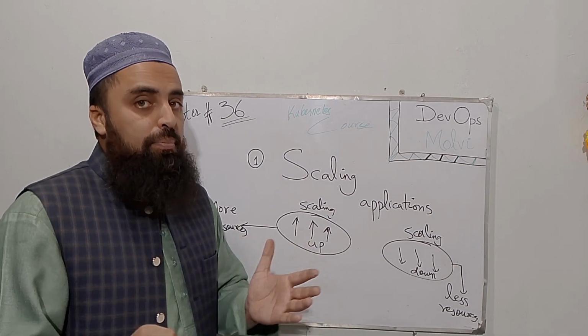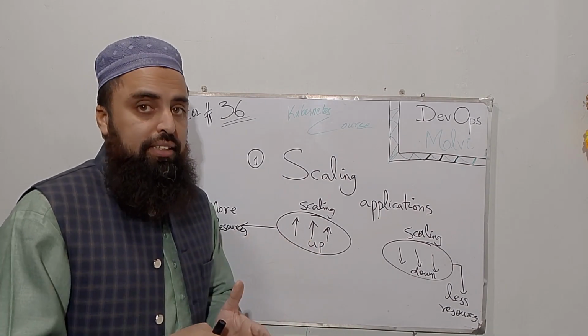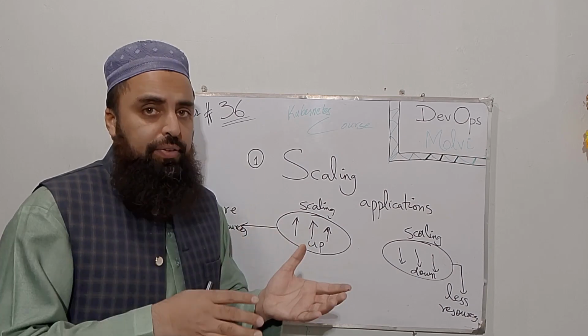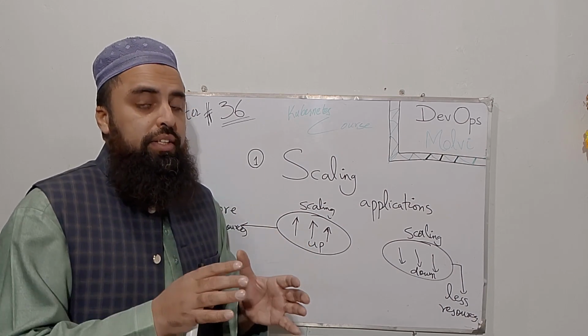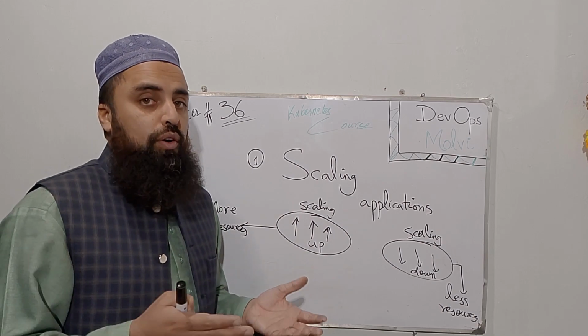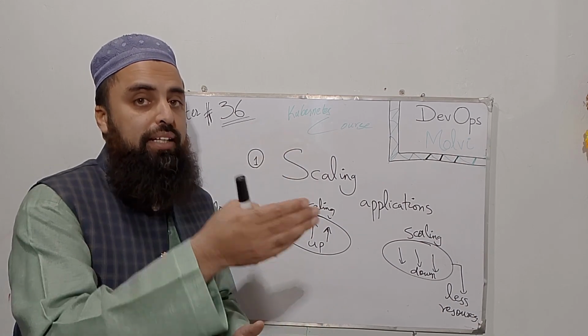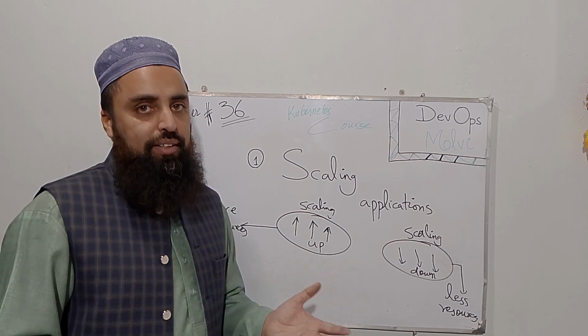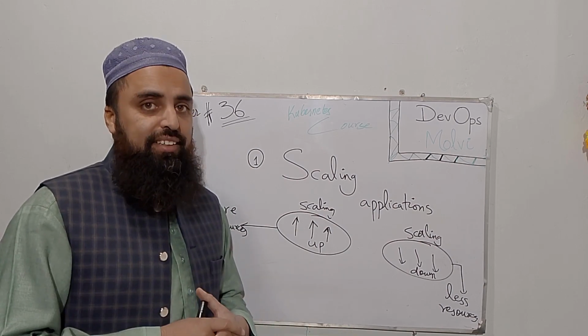It scales applications up or down according to the users, the traffic, or the load. So that is our second feature of what Kubernetes is used for. It automatically scales applications up and down according to the user's demand. I hope that now this concept is clear.